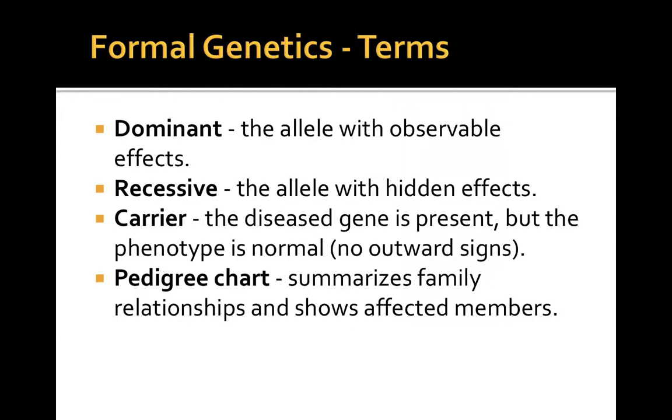they are known as homozygous. If the individual has a capital A and a small a, which would be a dominant and a recessive, then they are known as heterozygous. A dominant trait is always expressed, while a recessive trait has to have a double dose to be observable. A pedigree chart summarizes family relationships and shows which members of a family are affected by a genetic disease.